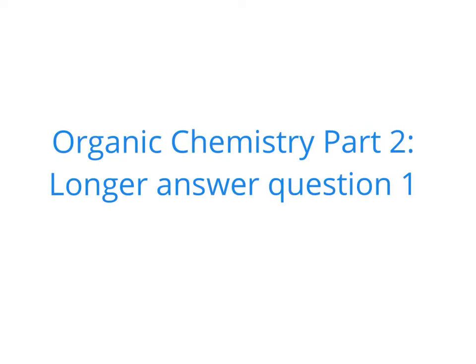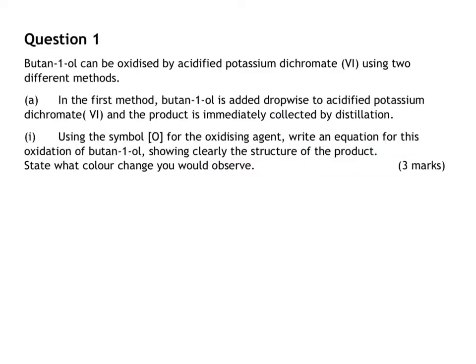In this video we're going to look at the second lot of organic chemistry questions, and this is the first of the longer non-multiple choice questions. So butan 1-ol can be oxidised using two different methods, and in this one, looking at the information that's been given, we've got it added to acidified potassium dichromate and the product is immediately collected by distillation. So that is telling me that I'm making the aldehyde, not the carboxylic acid.